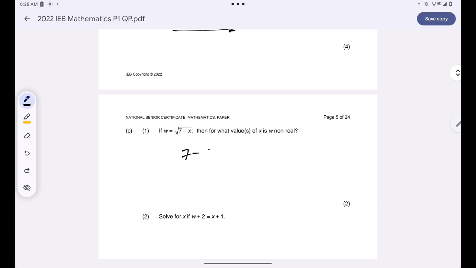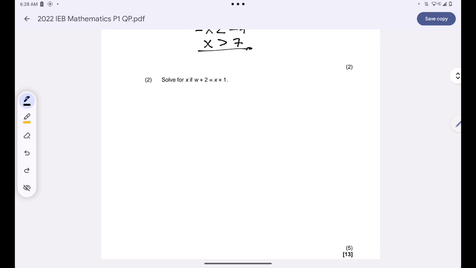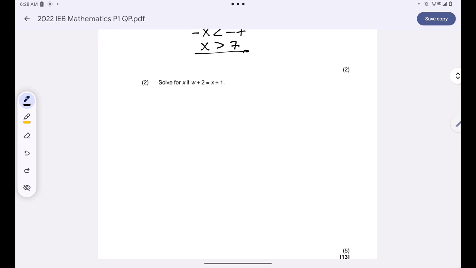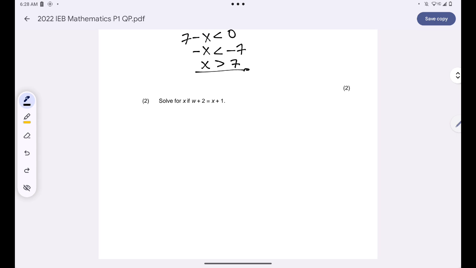So if 7 minus x is less than 0, then w will be non-real. Are we together? So I'll simply have negative x less than negative 7, then x has to be greater than 7. For this to be non-real, x must be greater than 7. Are we together?